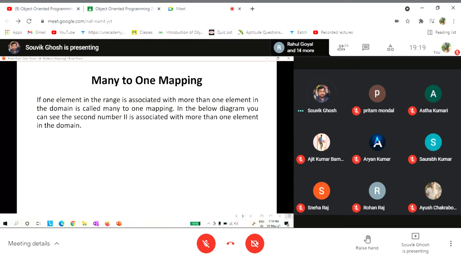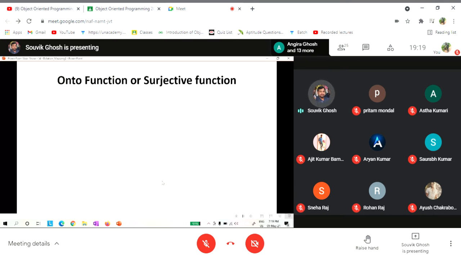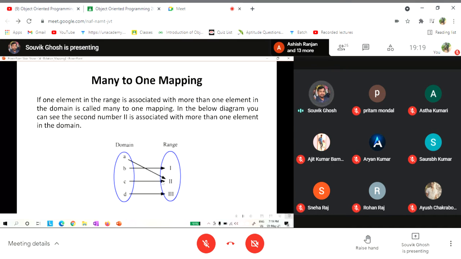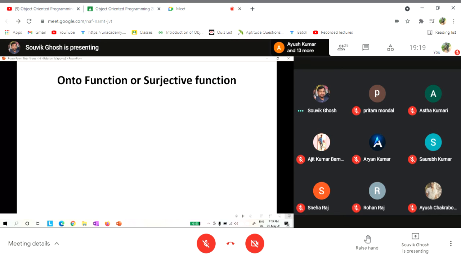That means it may happen that more than one element can be related to one element of the codomain or the range. Then it is called many-to-one mapping. So there is a picture. In this picture, you can check that we have two elements, A and C, which are related to one element, that is 2. So it may happen in many-to-one mapping.